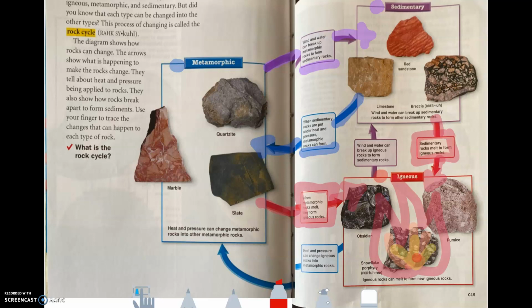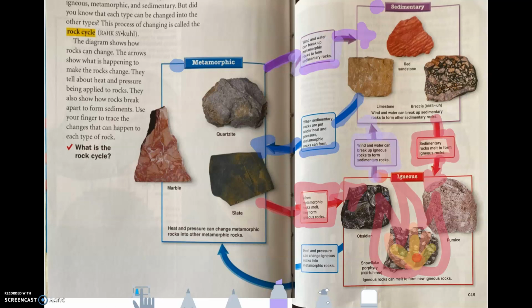But then how can we change igneous rocks back to sedimentary or metamorphic? Well, it says here that to go to sedimentary, we need wind and water to break them up. So basically, that's what's also happening from metamorphic rocks, right? Up here, we need wind and water to break them up. So that wind and water break up different types of rocks to become sedimentary.